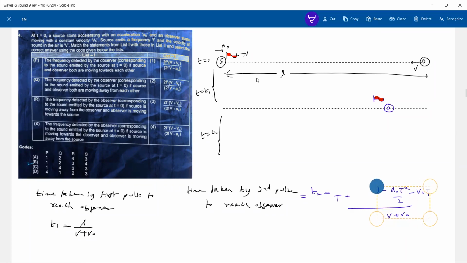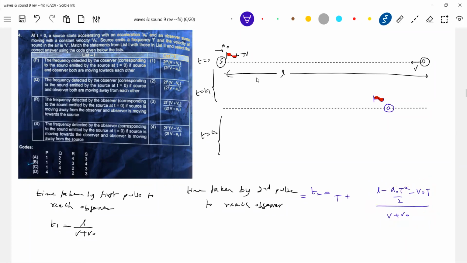Please understand this. If you can understand this, the problem will be over. What is this capital T? It is the time taken for the second pulse to be generated, the time interval. So what is this L minus a naught T square? What is the separation? This is L. To generate the second pulse, what happened?